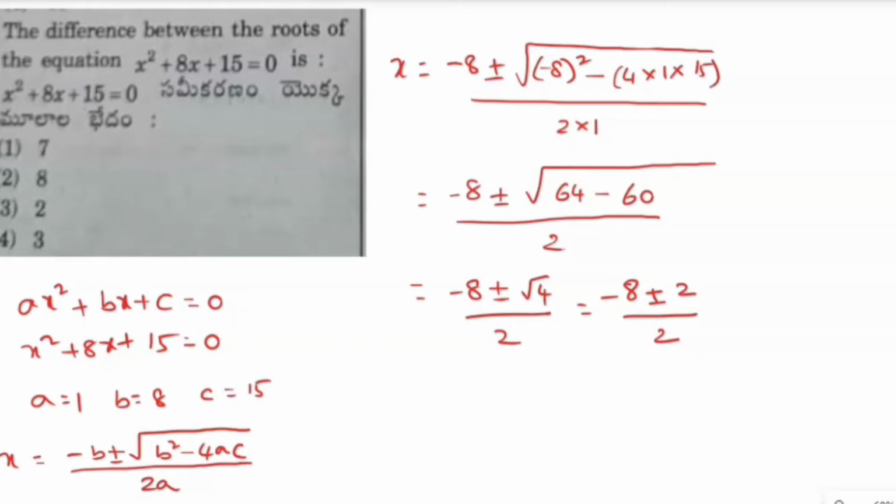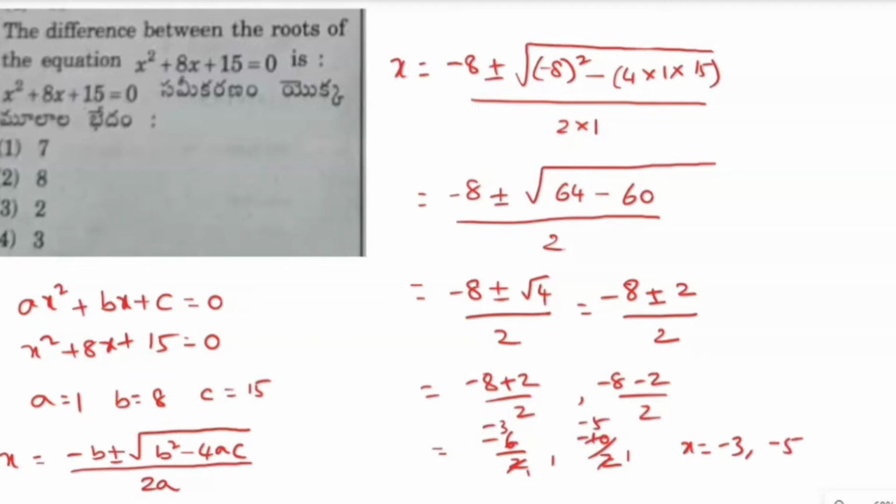So the roots of the equation are minus 8 plus 2 by 2 and another one, minus 8 minus 2 by 2, which gives you minus 6 by 2 and minus 10 by 2, which comes to minus 3 and minus 5. So the values of x are minus 3 comma minus 5. These are the two roots of the equation.